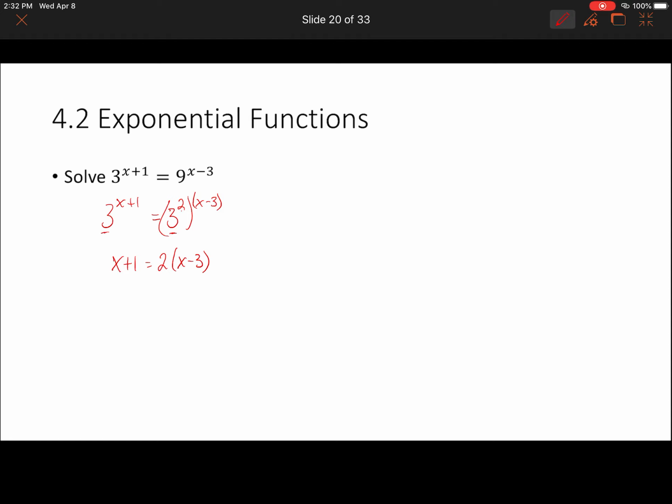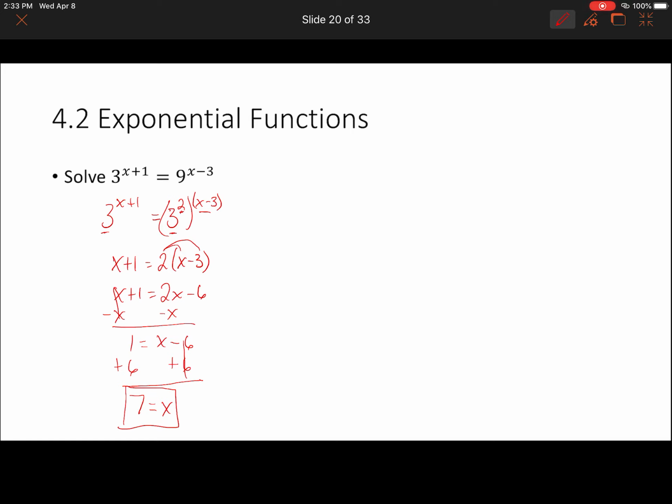Again, because a power raised to another power, so this power raised to this power, means we're going to multiply exponents. And so we can then take the 2 and distribute, and we'll have x plus 1 is equal to 2x minus 6. And then again, we're just going to solve for x. So we'll subtract x. We'll get 1 is equal to x minus 6, and we'll add 6. And we get 7 is equal to x.